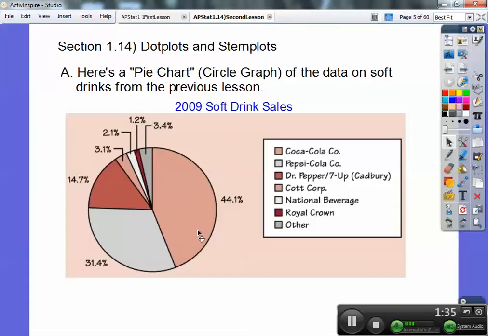Only thing about circle charts, you guys, or pie graphs, is you have to have this other in here to wrap up the 100% of your circle. Otherwise, you'd have a gap in there.